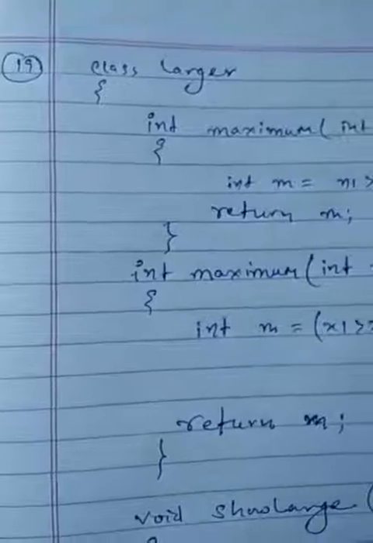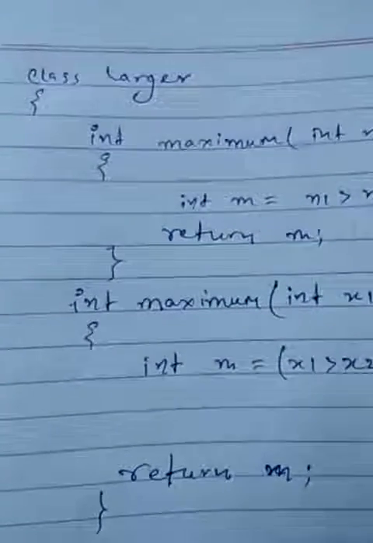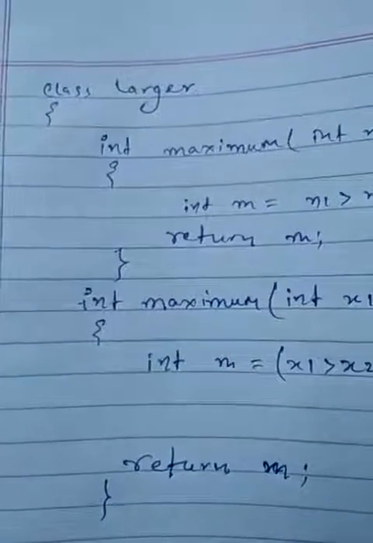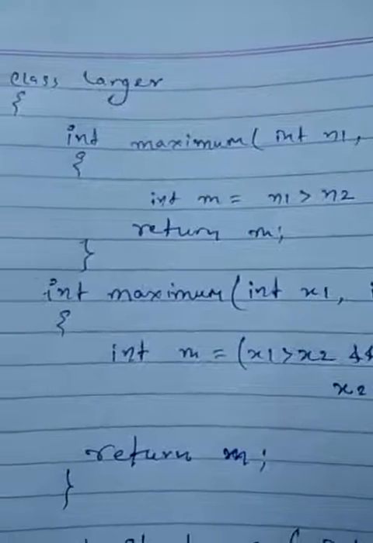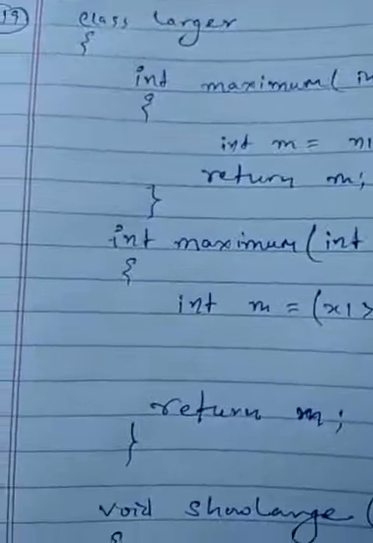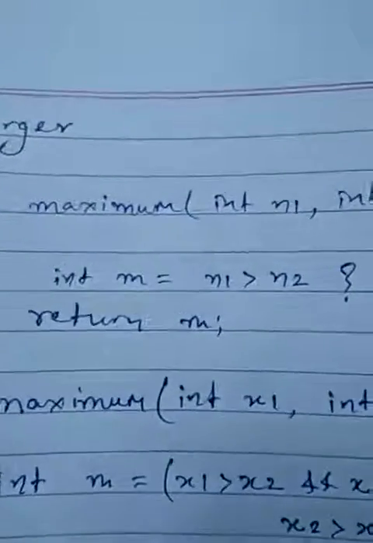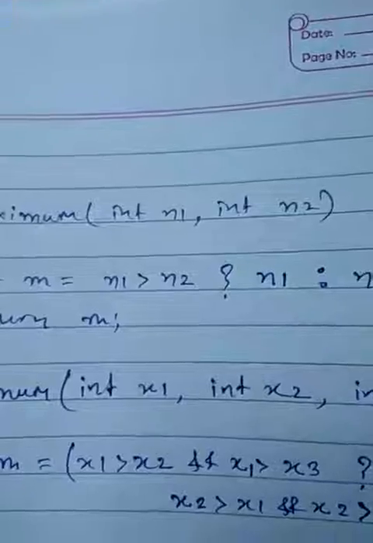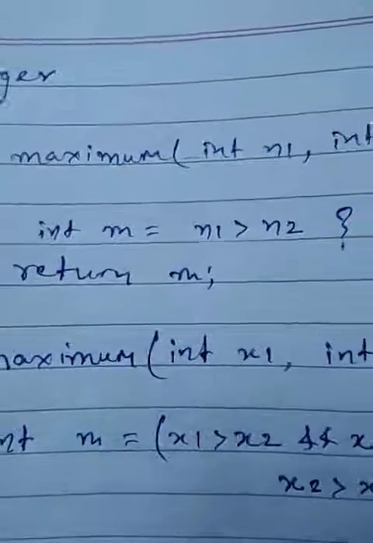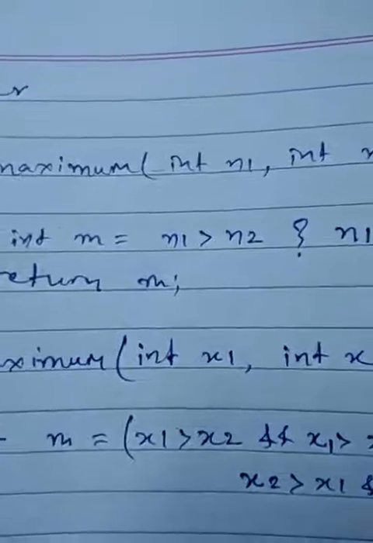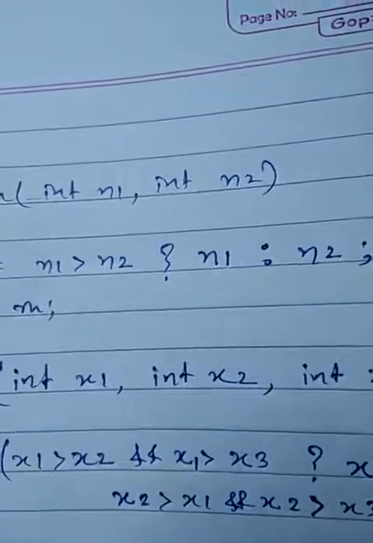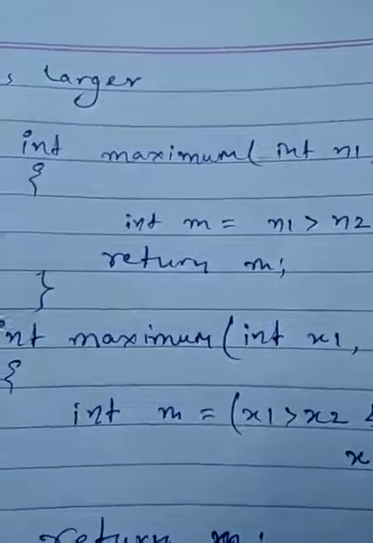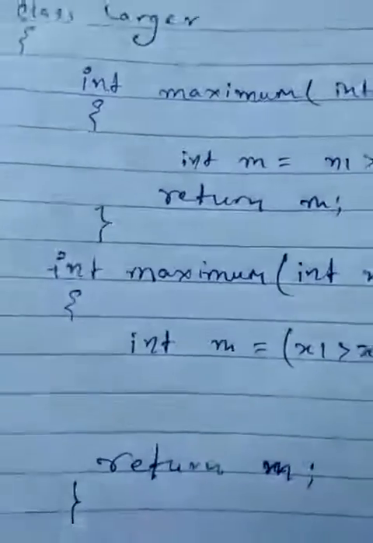Now question number 19, this is a question of function overloading. Here there is more than one function in a class with the same name. We have to find the larger number, in the first function between two numbers and in the second between three numbers, with the help of the ternary operator. In the first case there are two variables n1 and n2, and here we are calculating the greater. If n1 is greater than n2, then n1 will be returned using the ternary operator, otherwise n2 will be returned, and that will be stored in m, and this function returns the value of m.